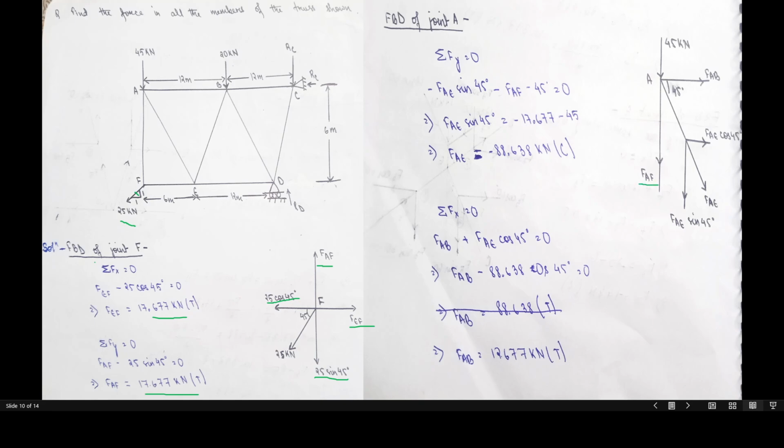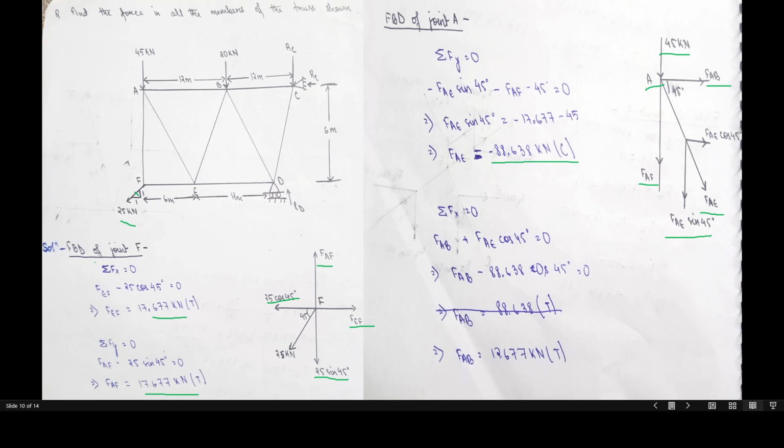FAF, the value of FAF we already got from the previous one. FAB is the unknown force, and FAE is the unknown force, so we can consider joint A. And here we'll take the vertical forces: FAF and FAE sine 45 degrees are the three vertical forces. So by solving this, we get the value of FAE as minus 88.638 kilonewton, and it's in compression.